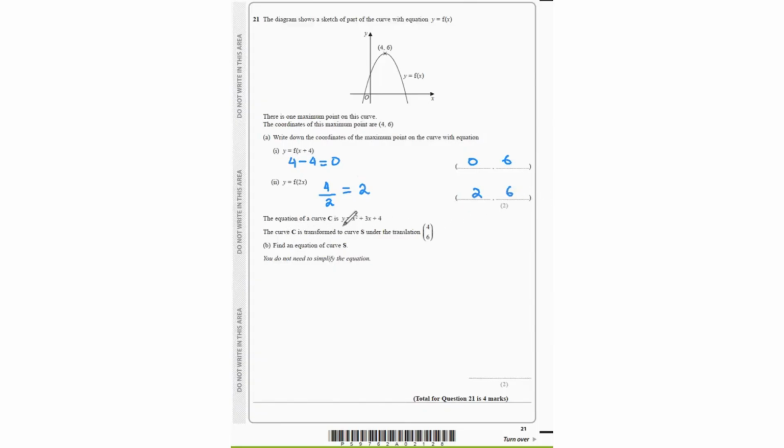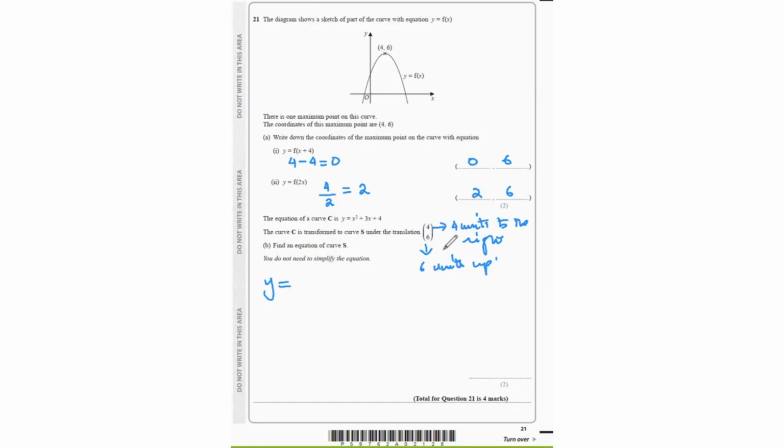Then the curve of equation C is y equals x squared plus 3x plus 4. The curve C is transformed to curve S under the translation (4, 6). Find an equation of curve S. You don't need to simplify the equation. Since the x value is positive 4, that means we're moving 4 units to the right. And the y value is positive 6, so 6 units up.